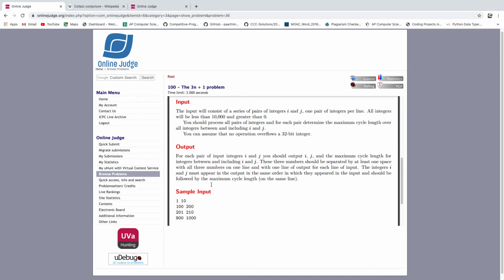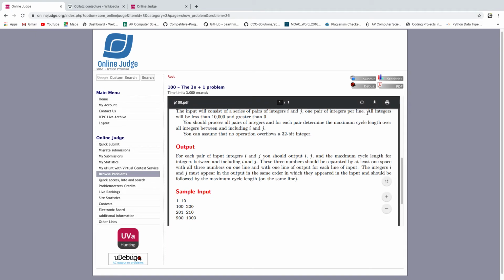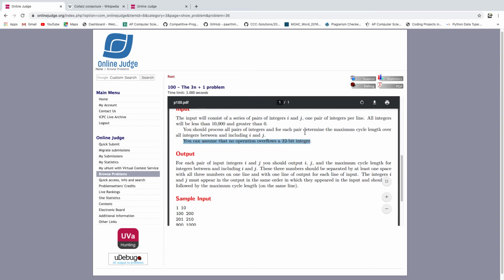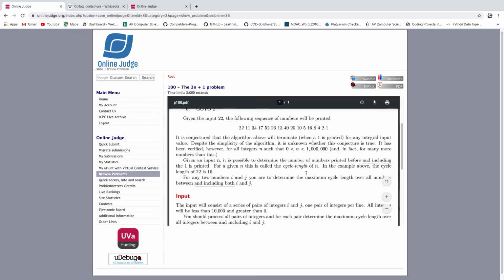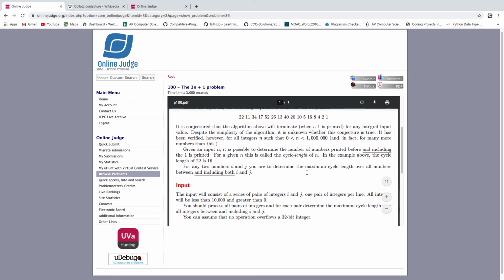And now let's look at the constraints. The first constraint is all integers will be less than 10,000 and greater than 0, which is good. Then you can also assume that no operation overflows 32-bit integers, which means that when you multiply by 3 and add 1, there will be no overflow of a 32-bit integer. So these are the two constraints. I'm hoping that you understood this problem and the constraints, which is the key component in trying to solve a problem.